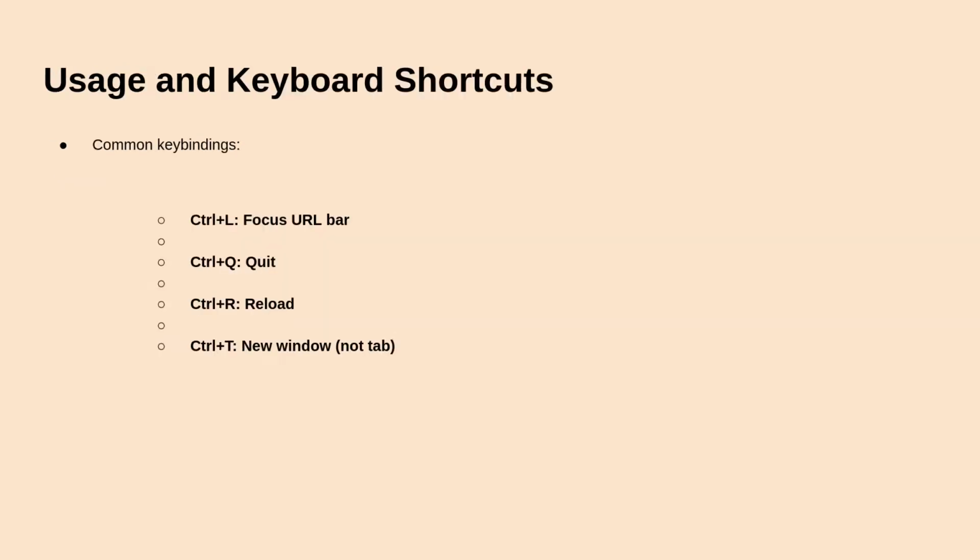Usage and keyboard shortcuts. Some of the common key bindings I will mention here for the Zen browser. If you are a keyboard-centric person, Control L will focus the URL toolbar. Control Q will quit the browser. Control R will reload, and Control T will do a new window with no tab.